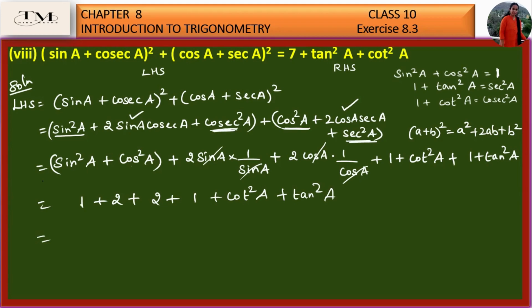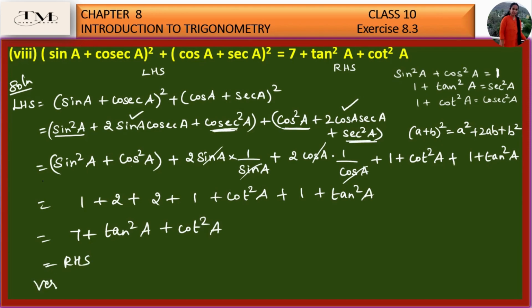So adding all this: 1 plus 2 is 3, 3 plus 2 is 5, and 6. Here is another one. Okay, so I have missed that one. Let me write that. Here we have 1 plus tan square A. So it is 1 plus 2 is 3, 3 plus 2 is 5, 5 plus 1 is 6, 6 plus 1 is 7. So 7 plus tan square A plus cot square A. This is nothing but the RHS, and we have verified.